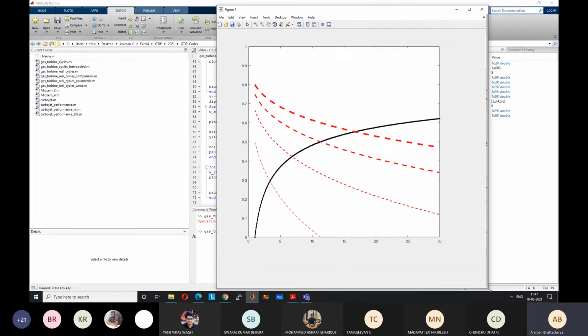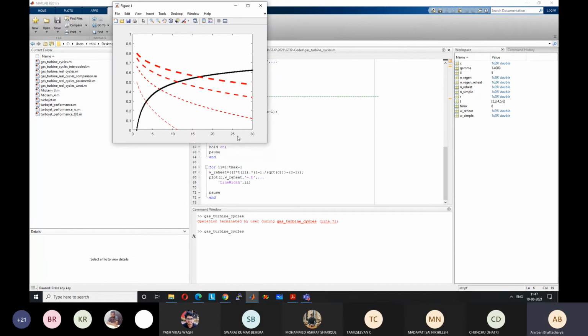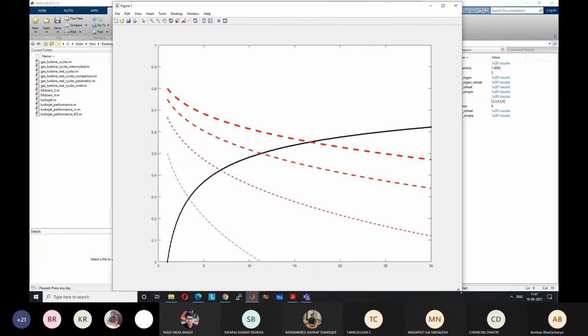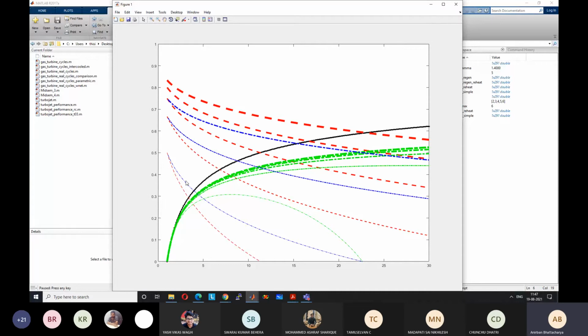Black line is the simple Brayton cycle. Red lines are the regenerative cycles, T equal to 2, 3, 4, 5, and 6. Green lines are for the reheat cycle, 2, 3, 4, 5, 6. And the blue lines are for the reheat plus regeneration cycle. Okay, 2, 3, 4, 5, 6.